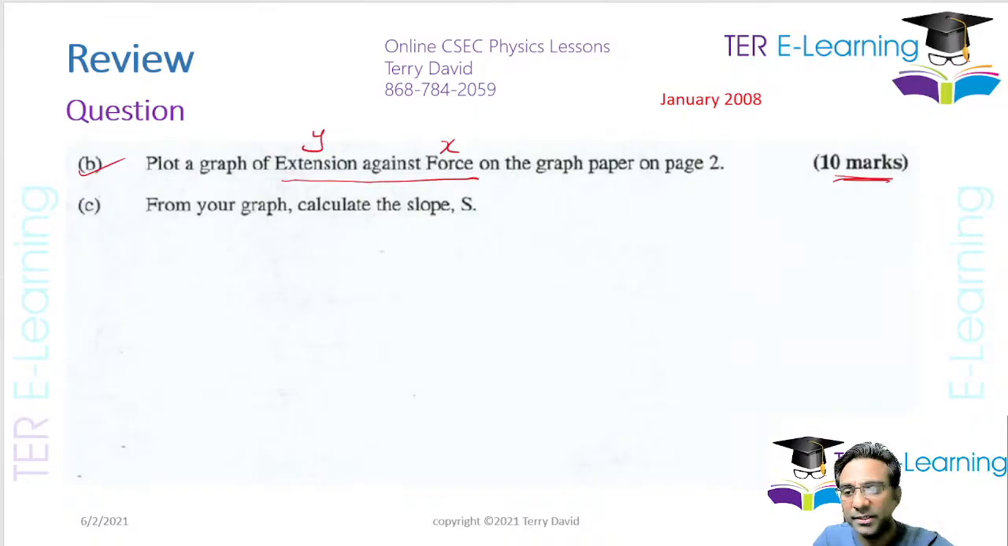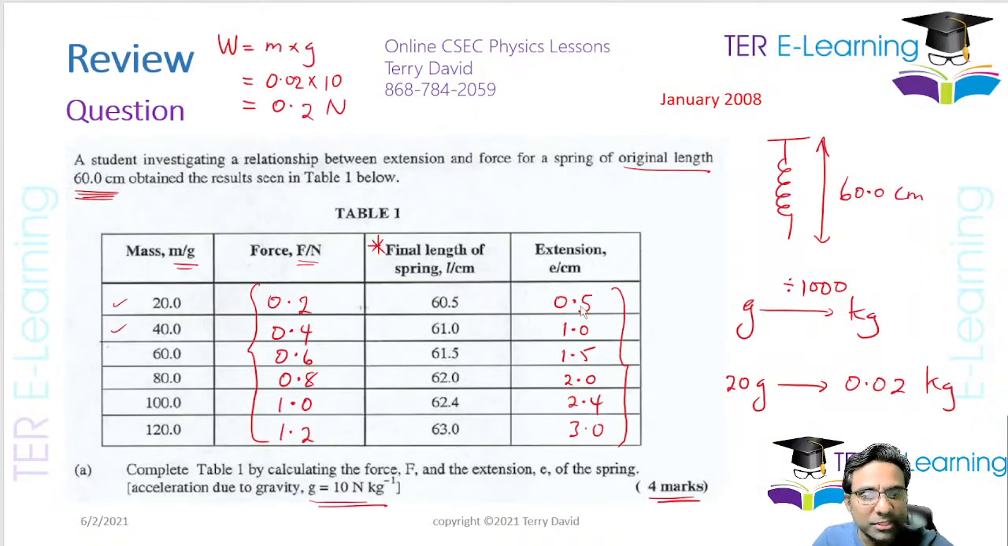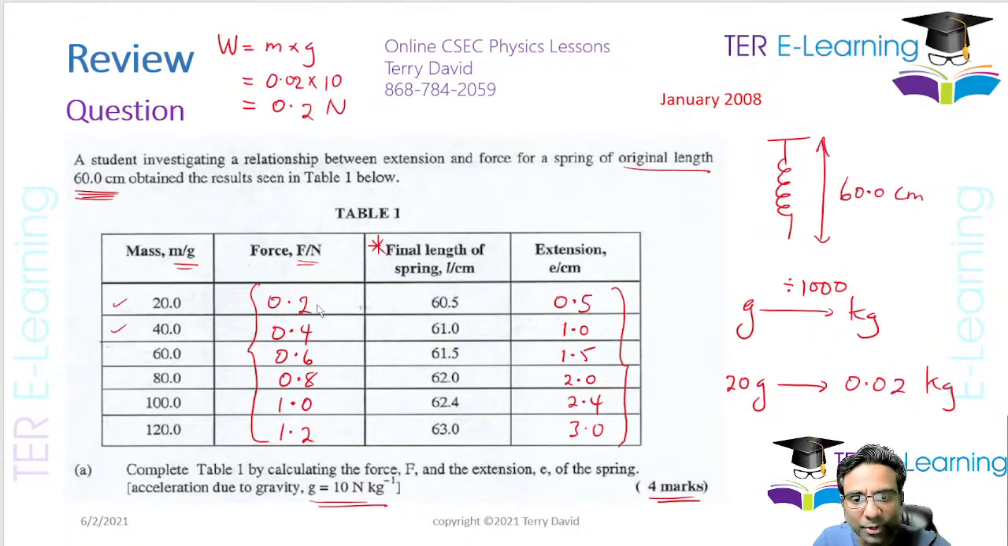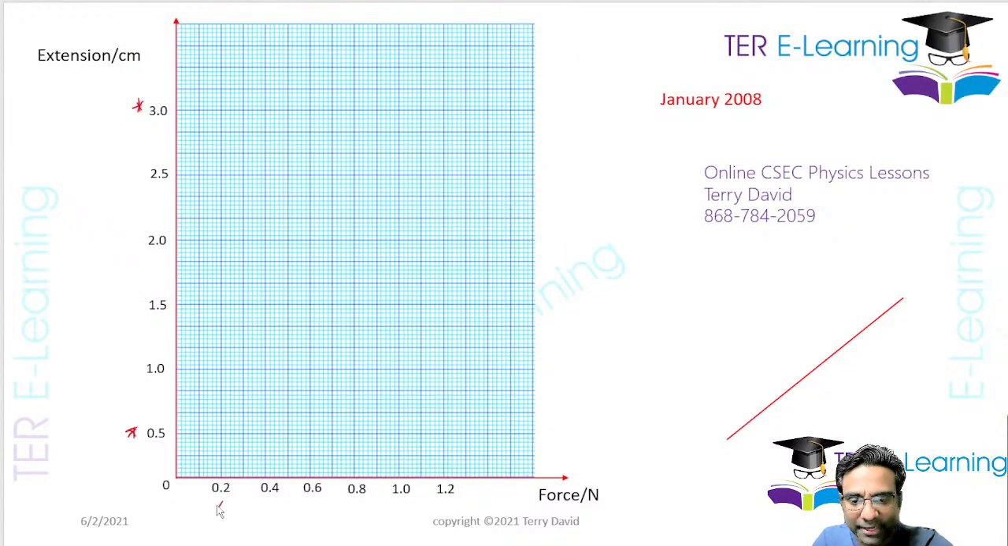So extension, if we go back to our extensions, our smallest extension is 0.5 and the largest is 3.0. So on my graph here, I chose a scale so that I'm able to accommodate from 0.5 and then as high as 3.0 as my extension, right? In the case of the force, you're going from 0.2 to 1.2. So if I go back to the graph, look, I'm able to cater from 0.2 to 1.2.